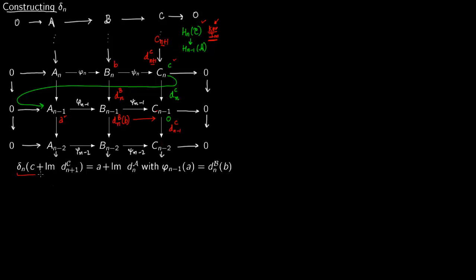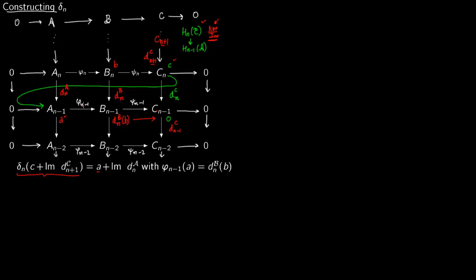So this is the left hand side, and the right hand side is precisely this element A plus the image of this map right here. Only thing we have to make sure is that there is agreement in this part.